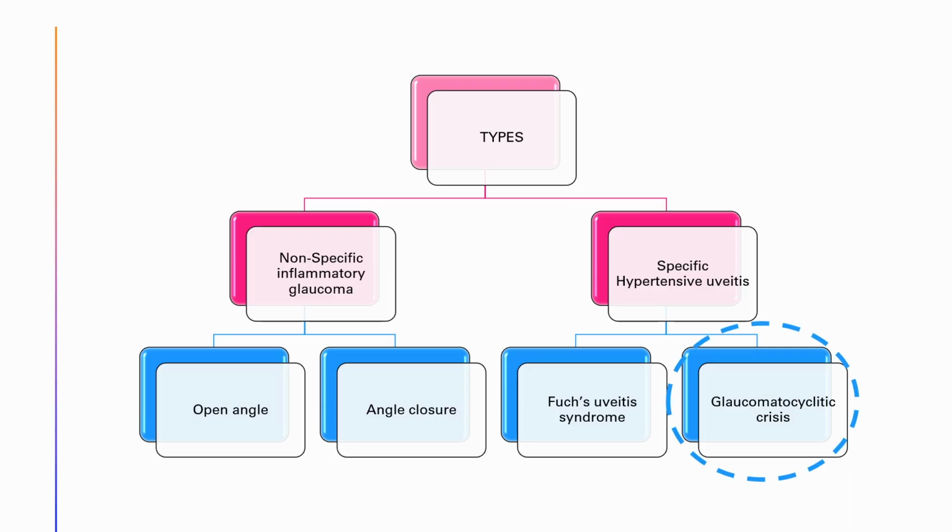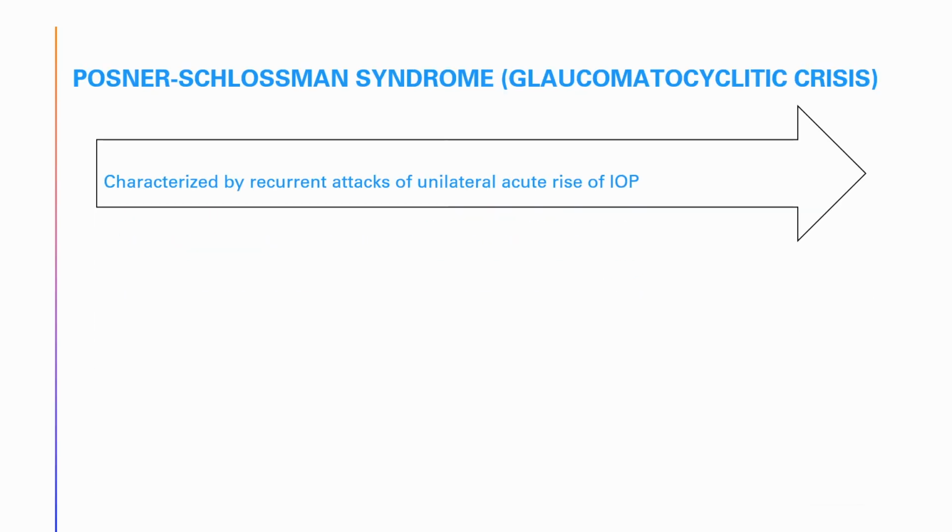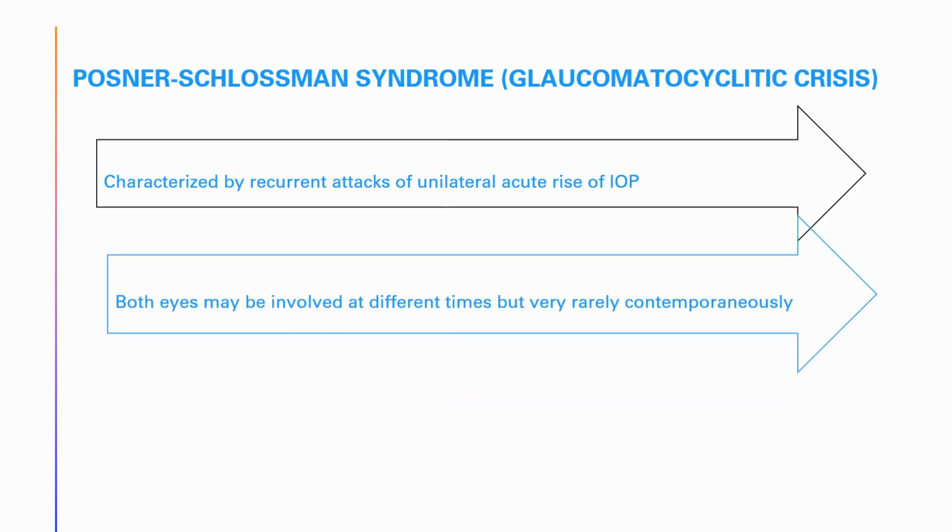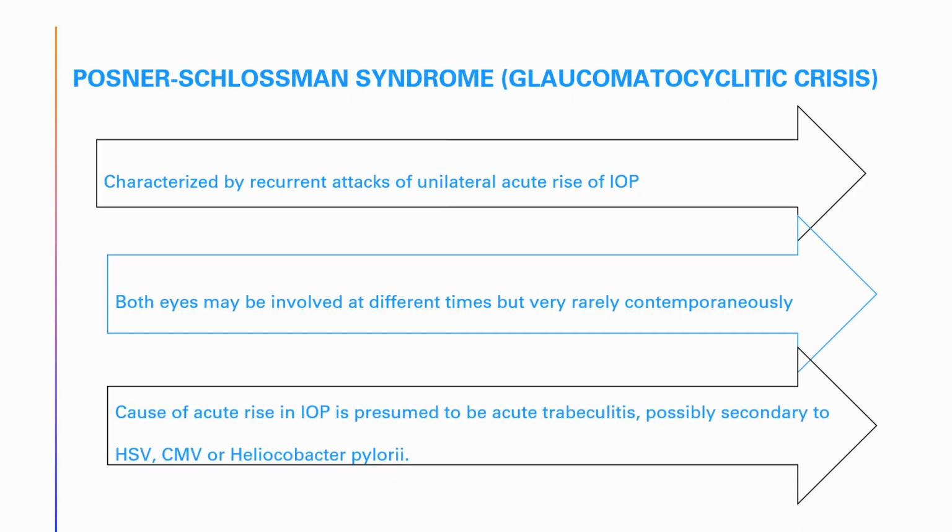Now coming to glaucomatocyclitic crisis, also known as Posner-Schlossman syndrome. It is characterized by recurrent attack of unilateral acute rise of IOP. Both eyes may be involved at different times, but very rarely are they involved contemporaneously. And the cause of acute rise in IOP is presumed to be acute trabeculitis, which may be secondary to HSV, CMV, or Helicobacter pylori infection.